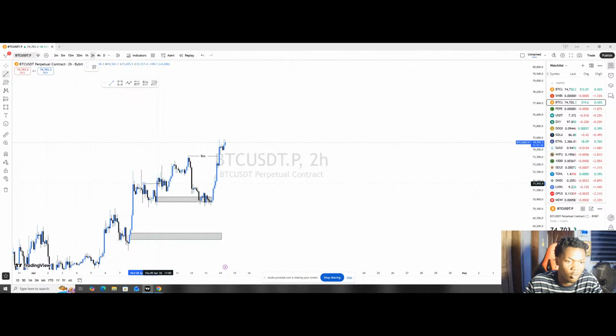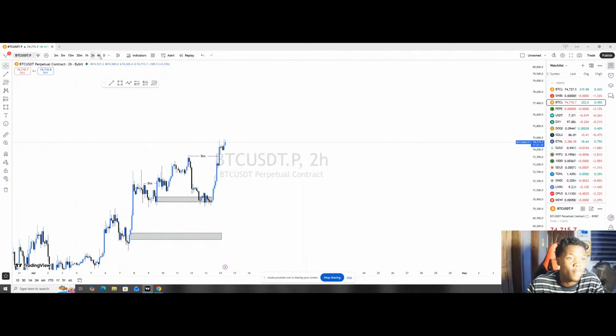So we have a break of structure here also. So now we have another break, and the market actually reacted from this point of interest. So we are looking at BTC. Actually, okay.